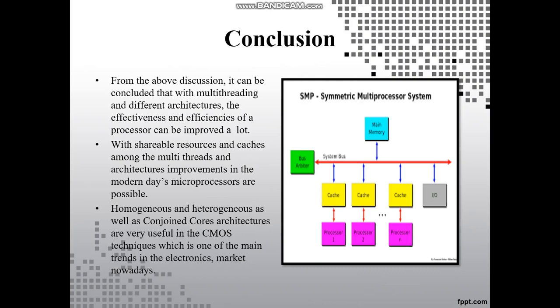Now I am going to give the conclusion of the presentation. From the above discussion, it concludes that with multi-threading and different architectures, the effectiveness and efficiency of a processor can improve a lot. Homogeneous and heterogeneous as well as conjoined core architectures are very useful in CMP techniques, which are one of the main trends in the electronic market nowadays.